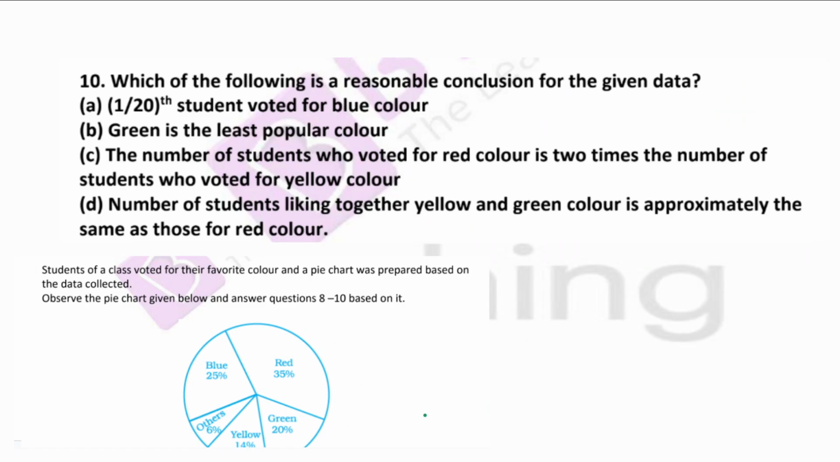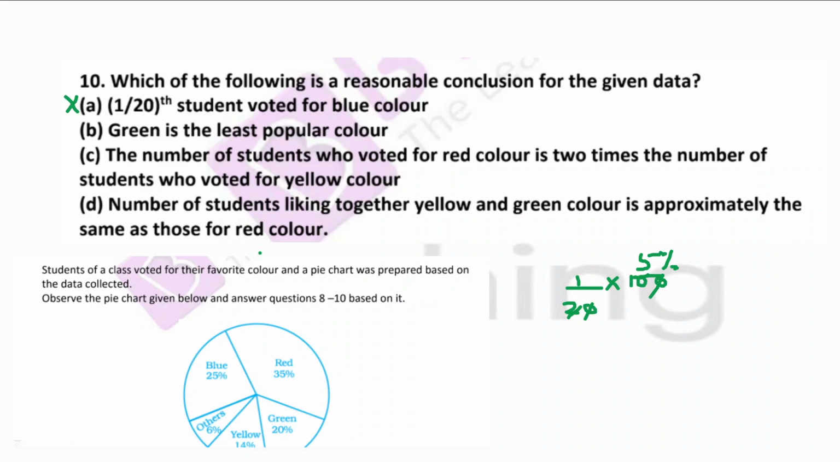Resume. Okay, now let us solve the problem. Which of the following is a reasonable conclusion for the given data? 1 by 20th student voted for blue color. 1 by 20th of total students means 1 by 20 into 100 in terms of percentage. So this will be 5%. So 5% voted for blue color. No, 25% voted for blue color. So this is not correct.